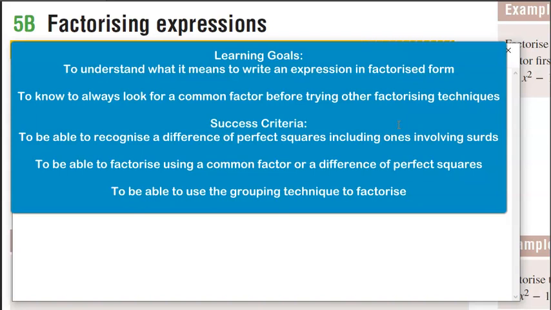Learning goals for this lesson is to understand what it means to write an expression in factorized form, and to know to always look for a common factor before trying other factorizing techniques. The success criteria for this lesson is to be able to recognize the difference of perfect squares, including ones involving surds, to be able to factorize using a common factor or a difference of perfect squares, to also be able to use the grouping technique to factorize.